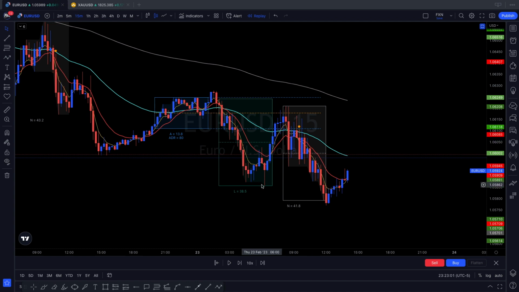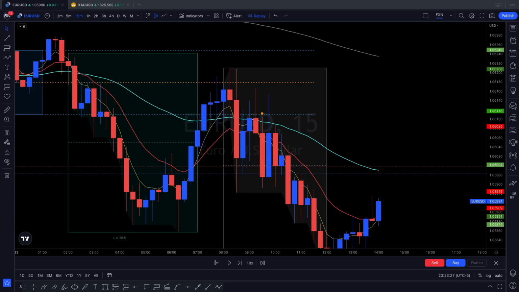So we have the pullback at the beginning of the London session going into the US session. We have the EMA right there, the 50, and then also price action that's pinning to the middle of the range. Now, if we zoom in here, okay, for me, the entry comes after this candle right here.